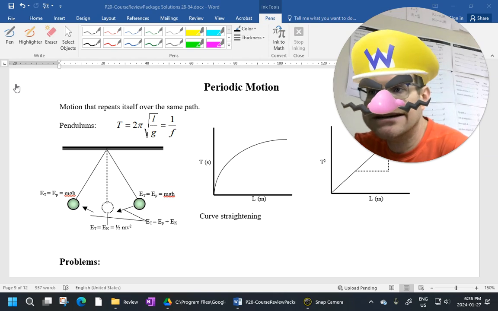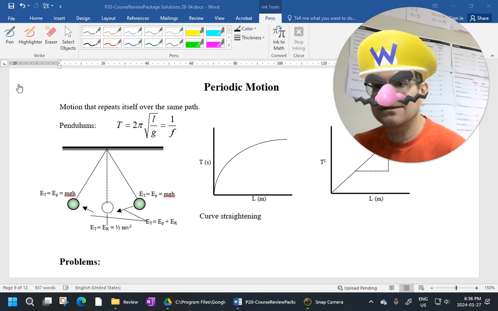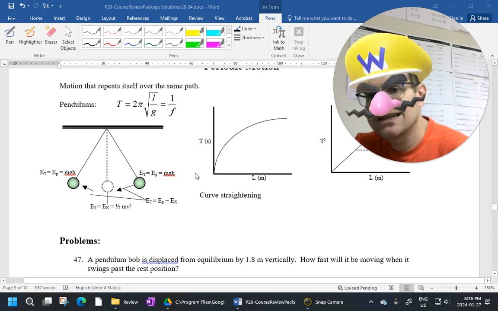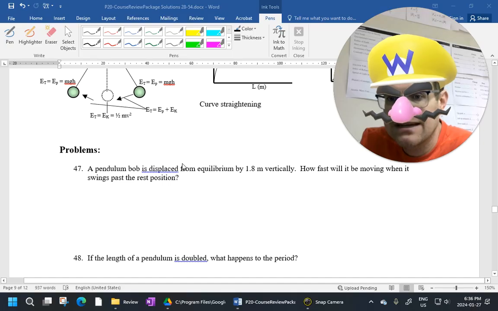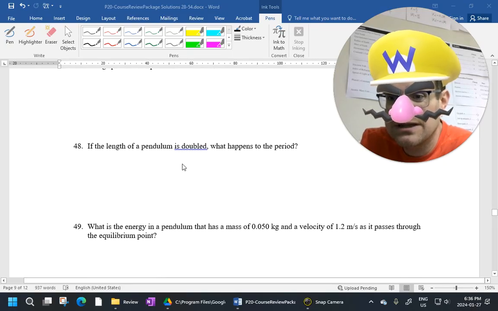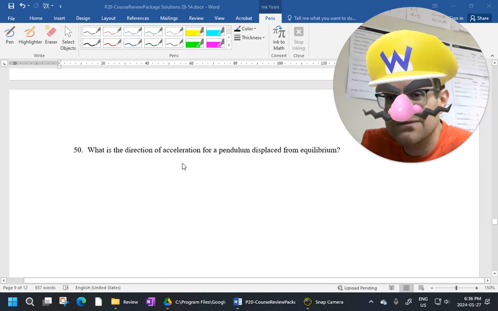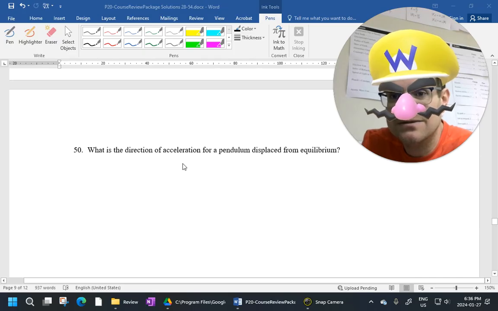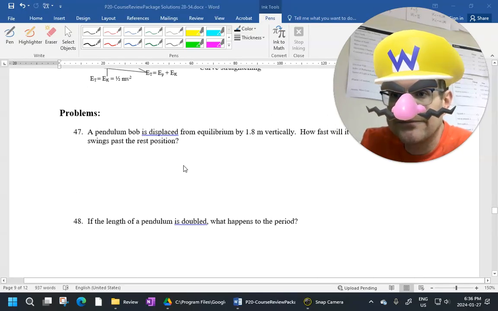All right, so periodic motion here. So we got some pendulums, we got some mass spring systems. Pretty simple stuff here. Actually, I don't even know if I want to go through these because I really want to get to my kids' supper here. Let's just quickly go through them.